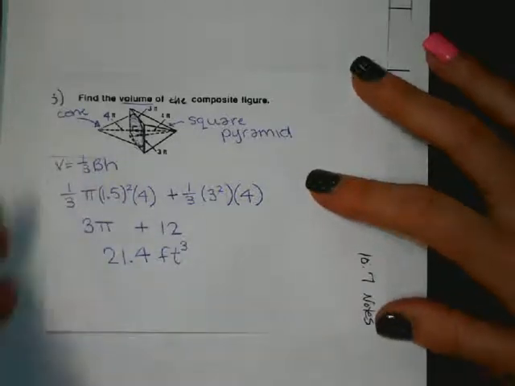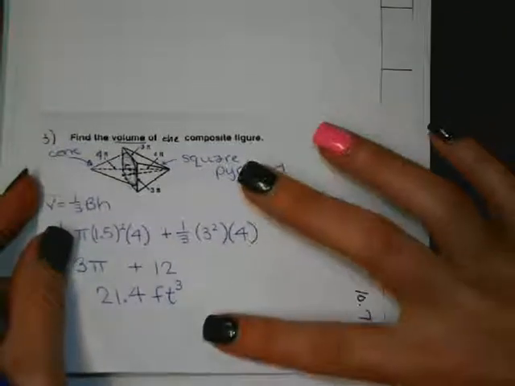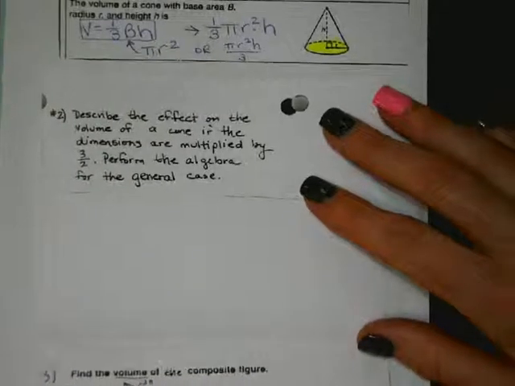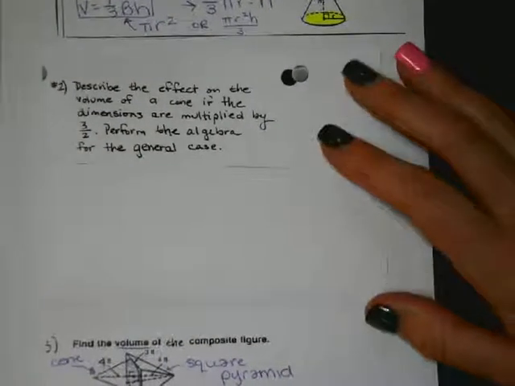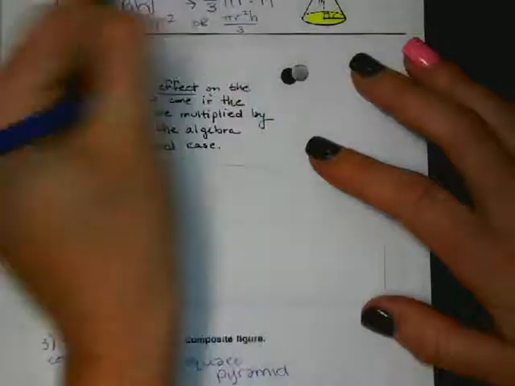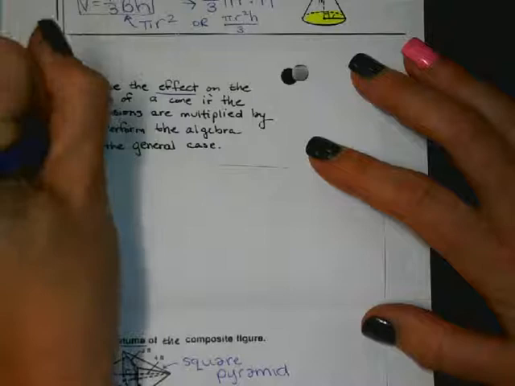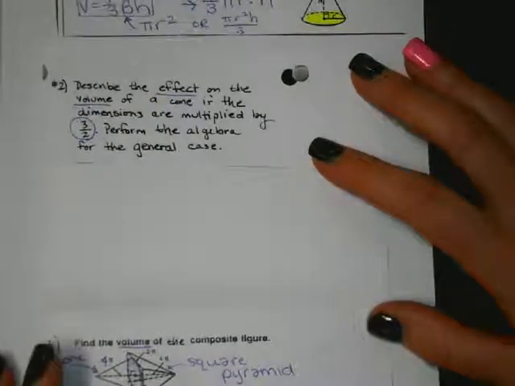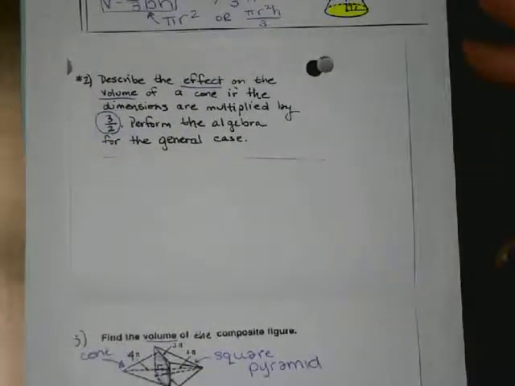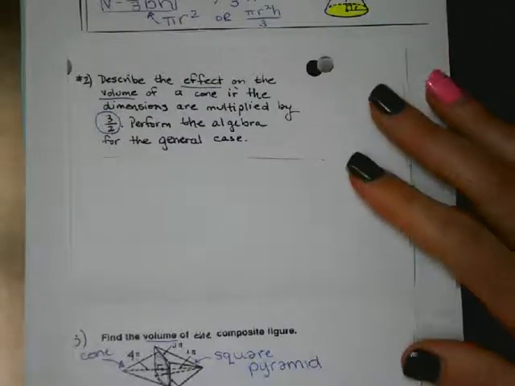All right, so speaking of cubing my units, I'm going to come up to number 2, and number 2 is asking you to describe the effect on the volume if the volume is multiplied by this. So I'm not going to do a test figure. I want you to start realizing the pattern that's going on and see if you can answer this question.